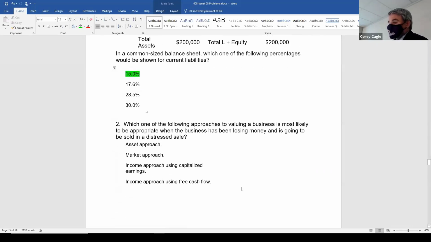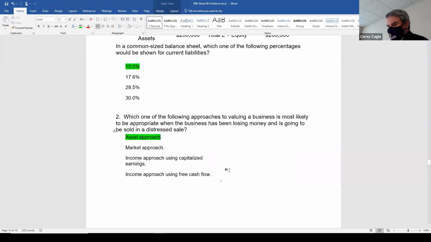Number 2, which of the following approaches to valuing a business would most likely be appropriate when the business has been losing money and is going to be sold in a distressed sale? There's no income approach necessary because we're not going to be able to forecast any future income. They're done, right? They're losing money. There's no market approach here. This is where we're doing the asset approach. It's being liquidated. All this company is worth is the assets it has that they can sell off. There's no future benefit to this company.